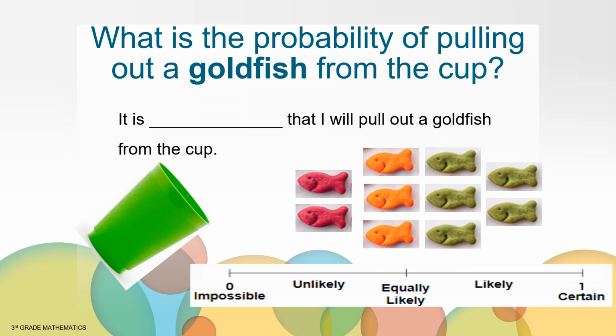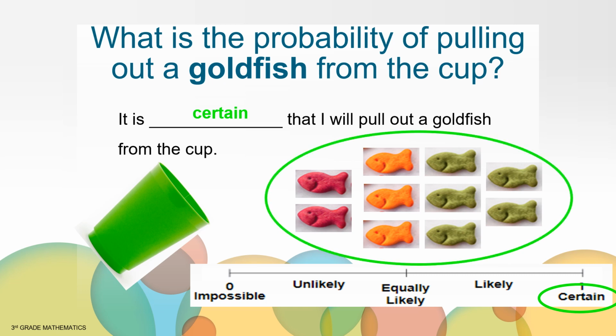Let's check and see what word goes here. It is certain that I will pull out a goldfish from the cup. How do you know? You may have said that it is certain because the whole cup is filled with goldfish. There are only goldfish in my cup, so I would definitely pull a goldfish out.